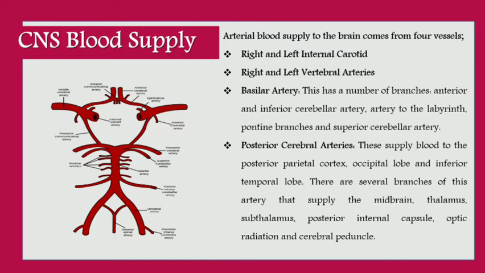Posterior cerebral arteries. These supply blood to posterior parietal cortex, occipital lobe, and inferior temporal lobe. There are several branches of this artery that supply the midbrain, thalamus, subthalamus, posterior internal capsule, optic radiation, and cerebral peduncle.